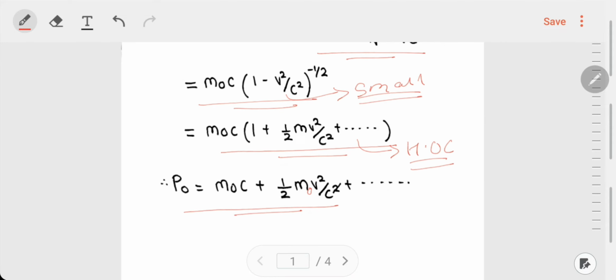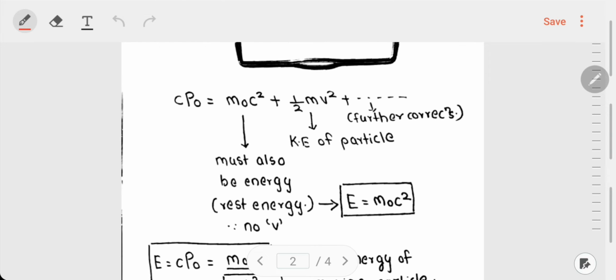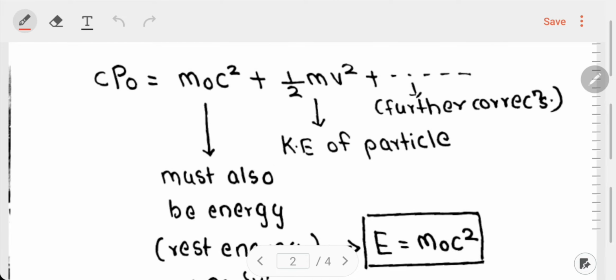Now moving further, what we do is we multiply this zeroth component by c, and we get m naught c square plus half m naught v square plus further corrections. When Einstein did this, he realized that this second term, half m naught v square, is nothing but the kinetic energy of the particle, and if we go dimensionally, then even this term, m naught c square, must have the dimensions of energy.